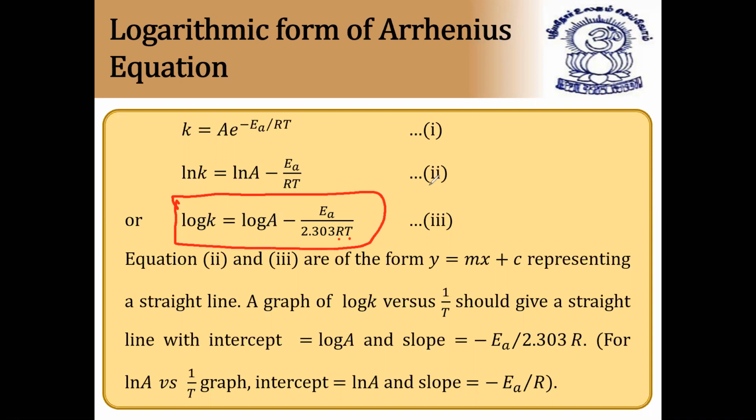So equations 2 and 3, this and this, are of the form y equals mx plus c, representing a straight line. So the graph of log K versus 1 by T should be a straight line with intercept log A, and slope equal to minus EA by 2.303 R. So slope is important, intercept is important, and the formula is also important. All three are very important. Please make a note in your classwork, because based on this you'll get numericals also.